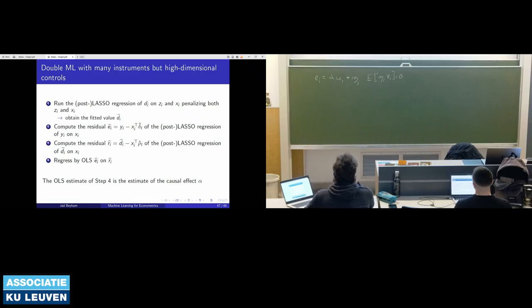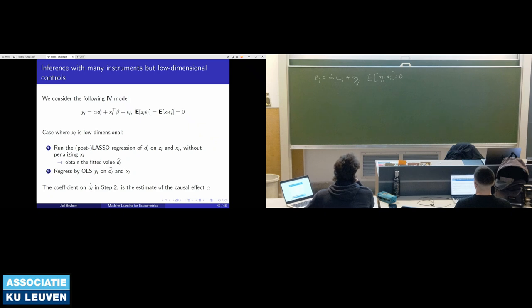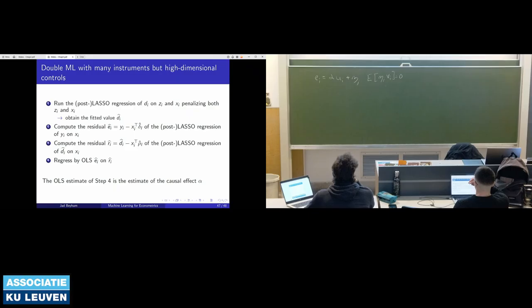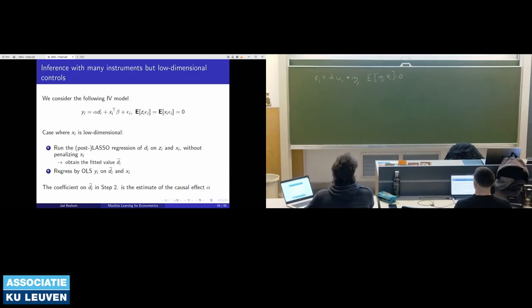In the first step, you obtain the fitted value by a lasso regression of DI on ZI and XI. Then for the second step, it used to be just OLS of YI on DI hat and XI, but when you have high dimensional controls, you can't do that anymore, right? So you replace the second step by double ML. First, I do the lasso regression of YI on XI, I get some EI hat. Second, I do the lasso regression of DI hat on XI, I get some residual RI hat, and then I do the OLS of EI hat on RI hat. Essentially, the second step OLS regression, you just replace it with double ML.